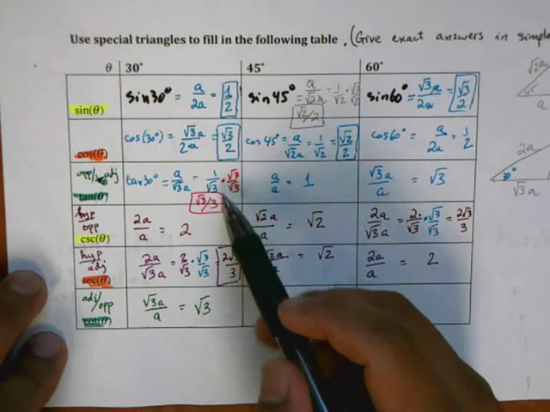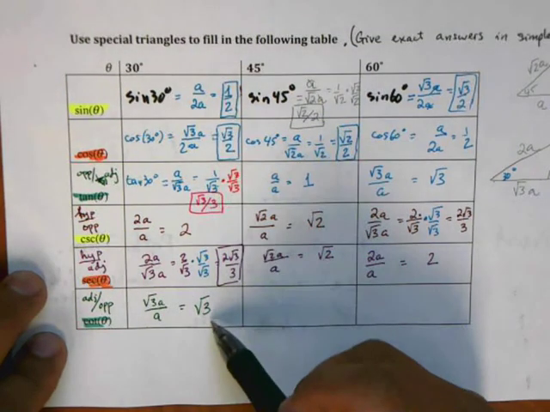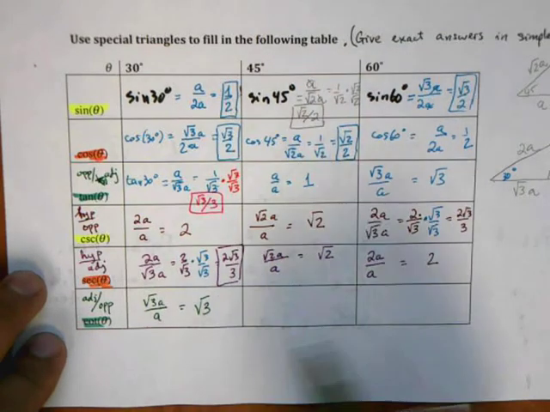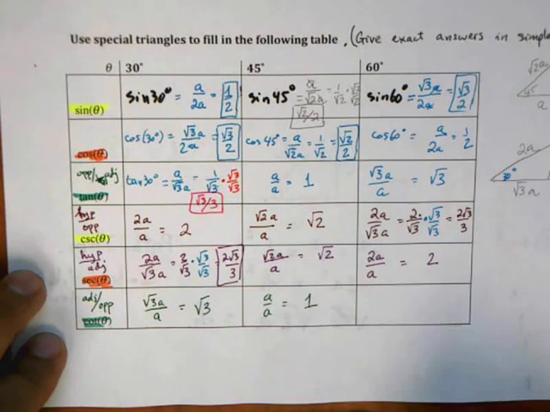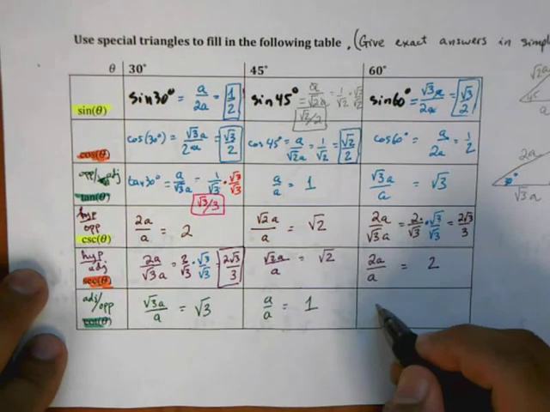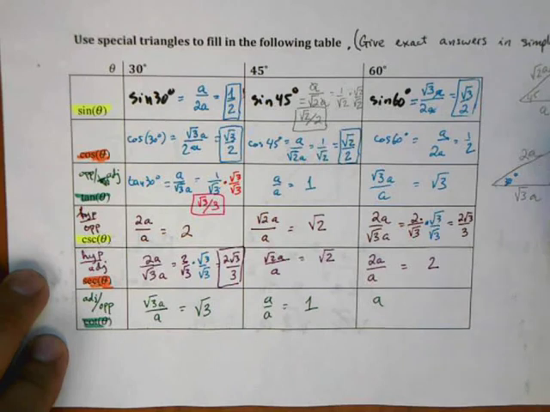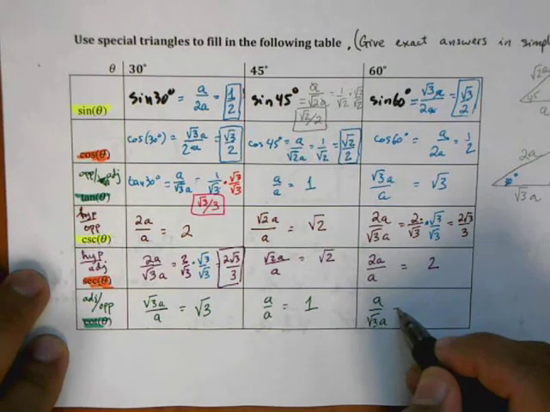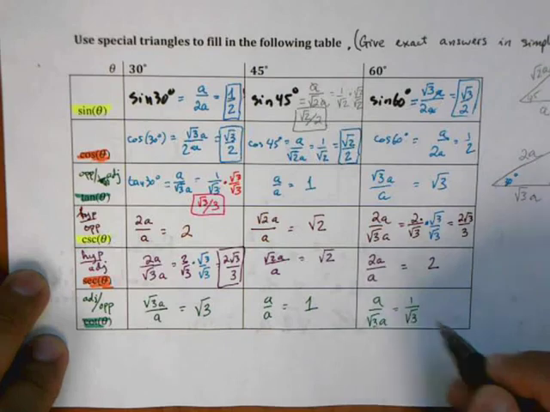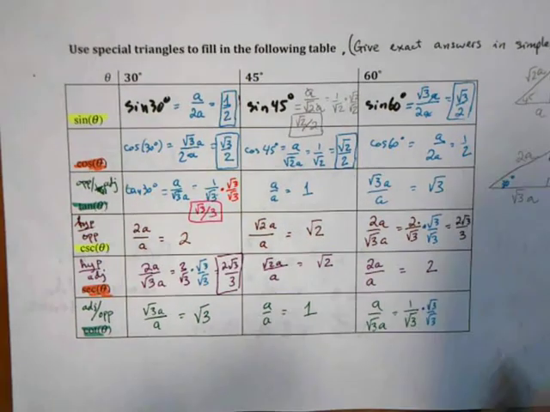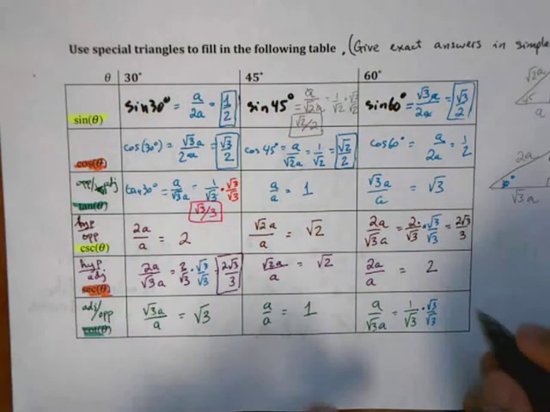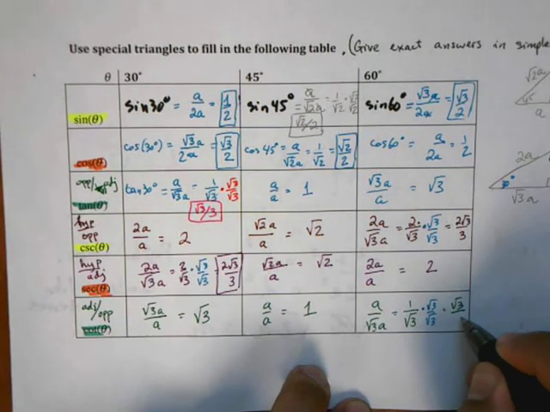And again, I could have also taken this number here and just flipped that, and I'll get the same thing. Cotangent of 45 degrees is adjacent over opposite, so that's a over a. For 45, it's really nice because it doesn't matter which one, the adjacent and the opposite are the same thing. And finally, for 60 degrees, the adjacent is a. The opposite side is square root of 3a. That reduces to 1 over the square root of 3. But we have to rationalize the denominator. So that gives us square root of 3 over 3.